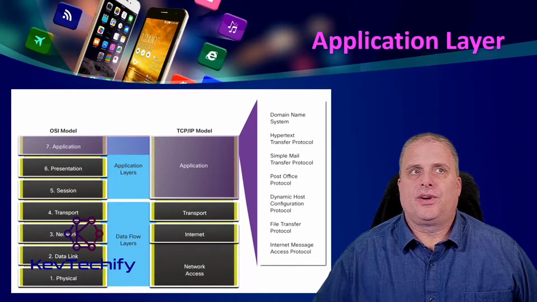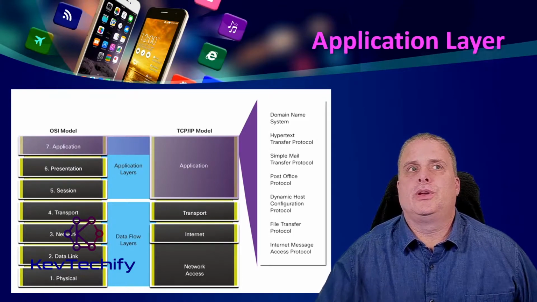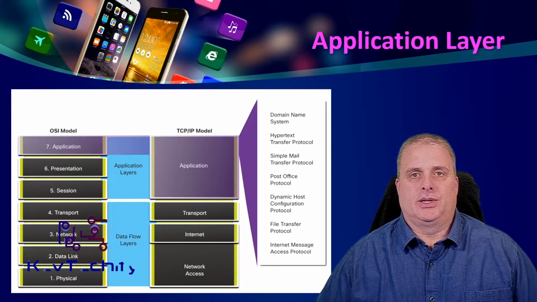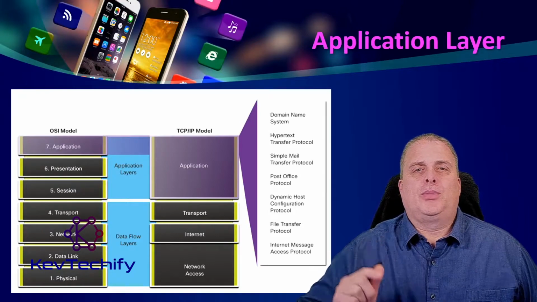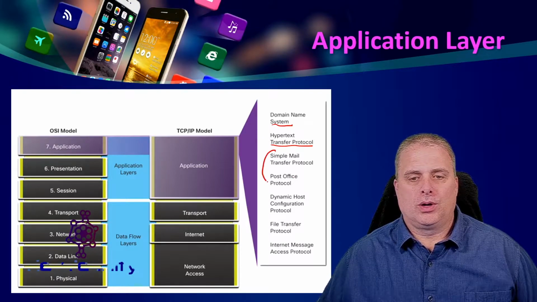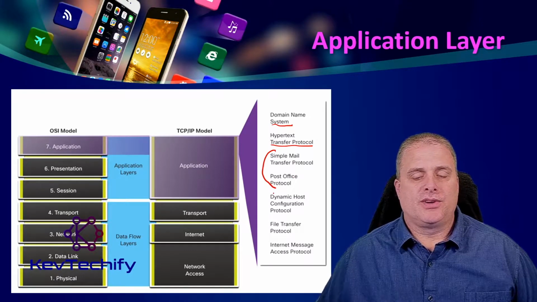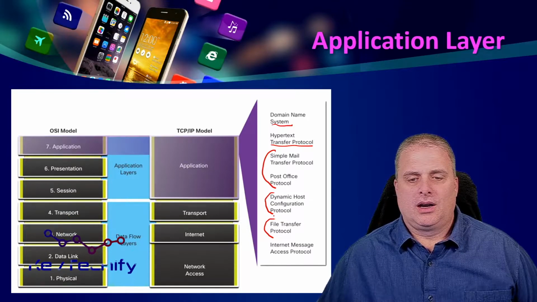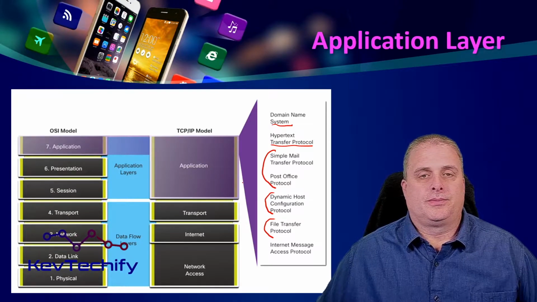The application layer provides the interface between the applications used to communicate and the underlying network over which the data is transmitted. Some of the most widely known application layer protocols are the DNS system, HTTP, which is our web traffic, Simple Mail Transfer Protocol, Post Office Protocol, those are our mail protocols, DHCP, Dynamic Host Configuration Protocol, that assigns IP addresses dynamically. We have the File Transfer Protocol that transfers big files, and then we have our Internet Message Access Protocol.